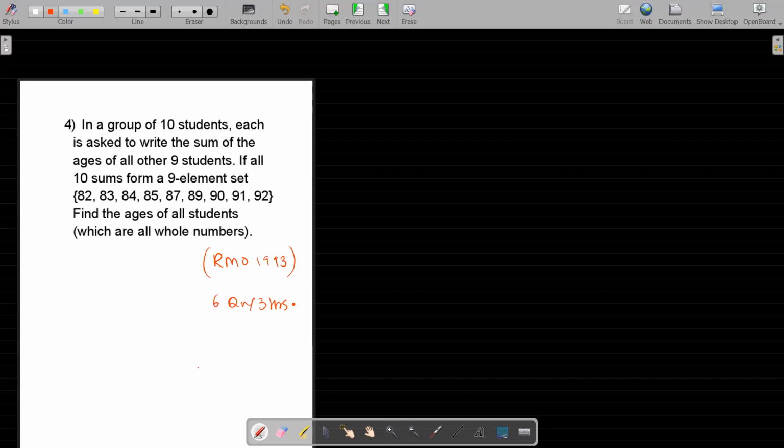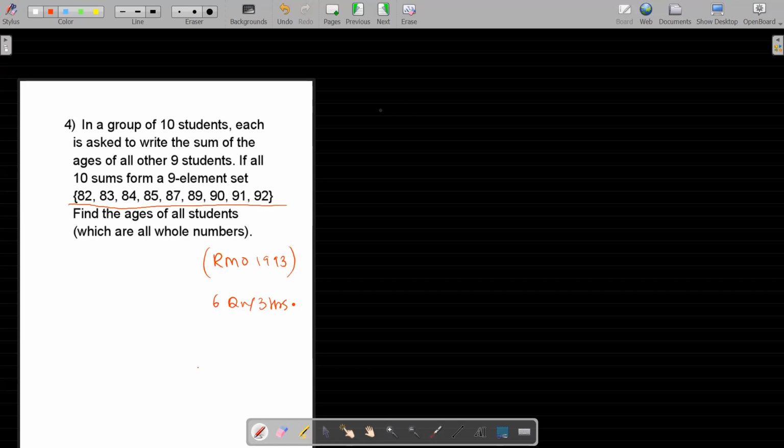Yeah, so first of all, do you see, is there something wrong? There are 10 students, each will answer the sum, and therefore there should be 10 answers. But those 10 answers form a 9-element set. What does it mean? So this is something tricky. Is it something wrong? Or, if not wrong, what does it mean?